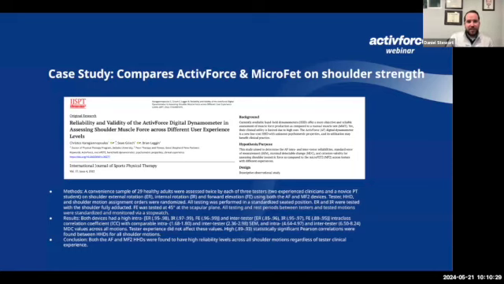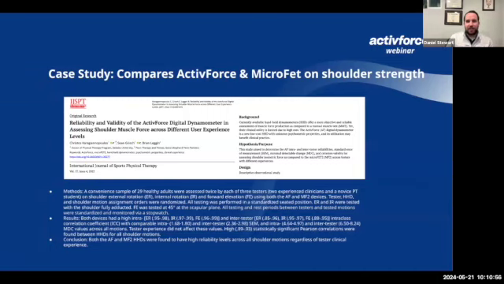And so they tested at different angles, right? Forward elevation was tested at 45 degrees in the scapular plane, or some would call it scaption. And what they found here at the bottom is that both the ActivForce and the microFET 2 handheld dynamometers were found to be highly reliable across all shoulder motions, regardless of tester experience.